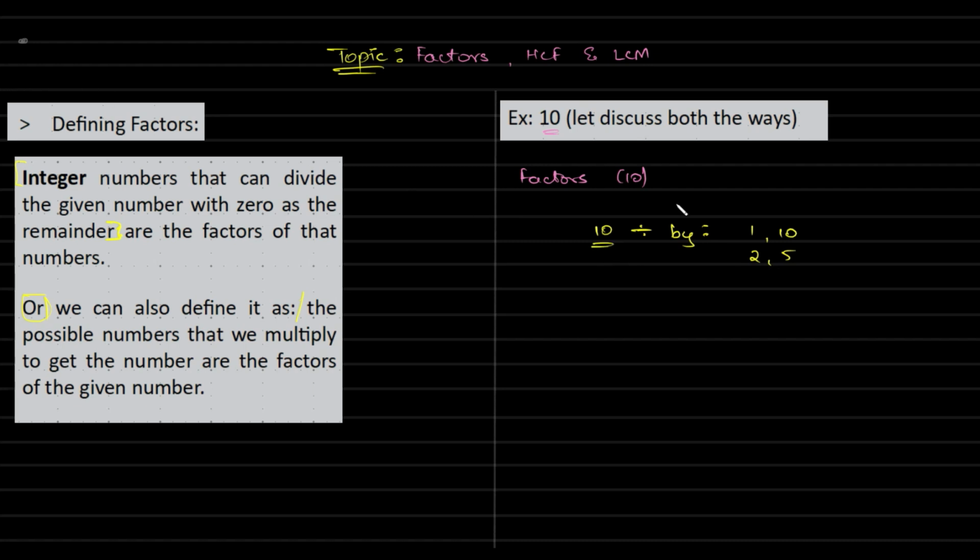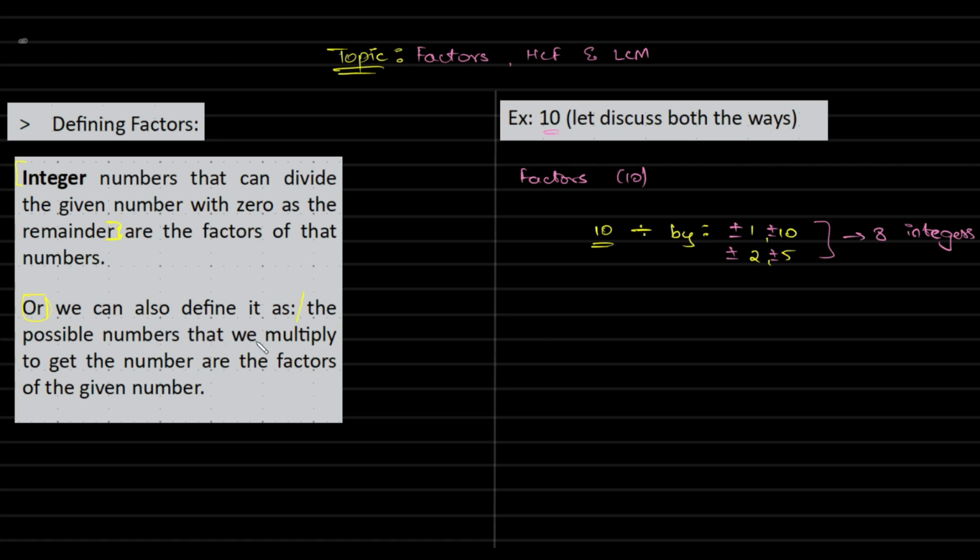But yes, there are certainly positive and negative ones too. Basically there are 8 integers, right? When you talk about integers, there are 8 of them which can divide 10. So as per this definition, all of these numbers can divide 10 with a remainder 0. Make sense?